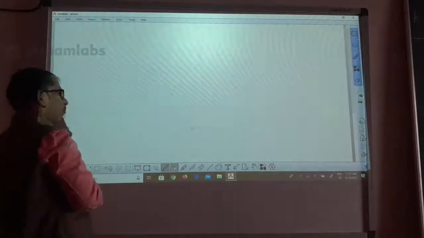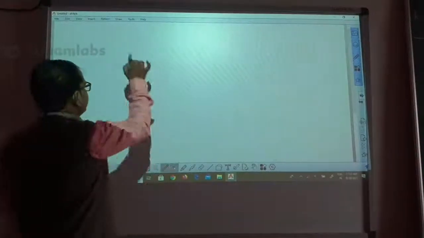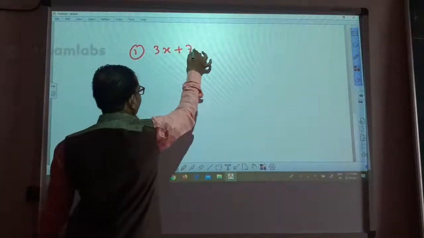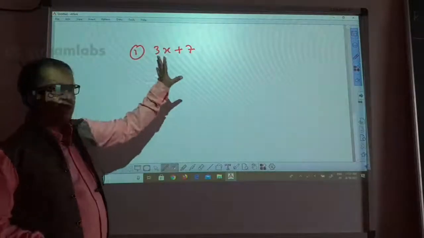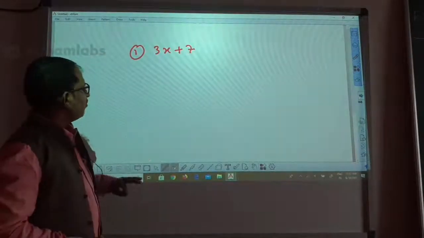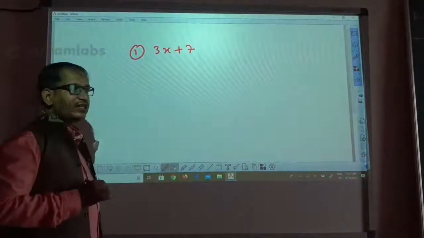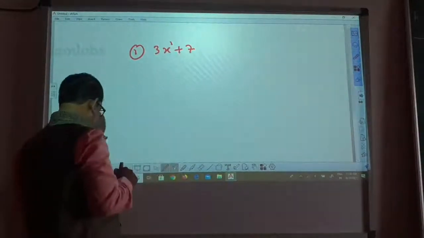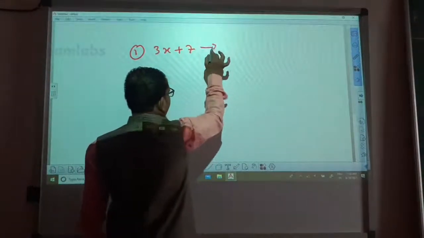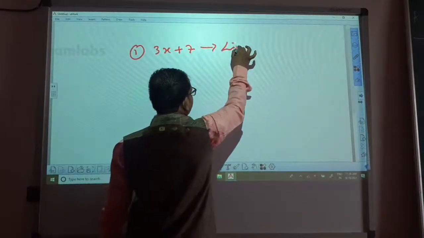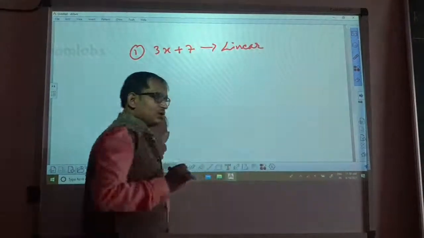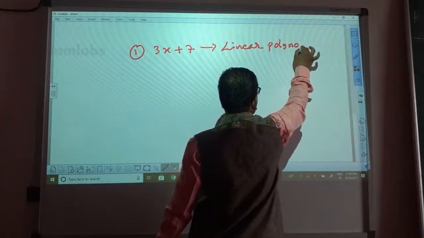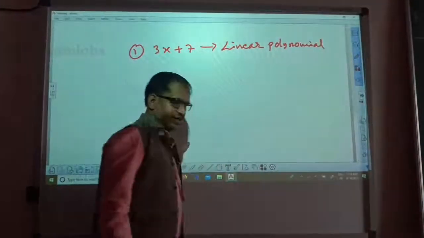Now, one more point we will discuss. If it is 3x plus 7, it is a polynomial in one variable, we know. But what is the highest power here? Here the highest power is 1, right? So this is called a linear polynomial in one variable.